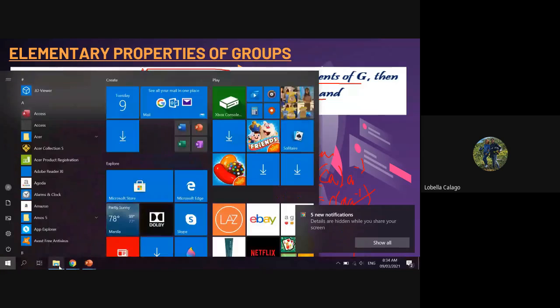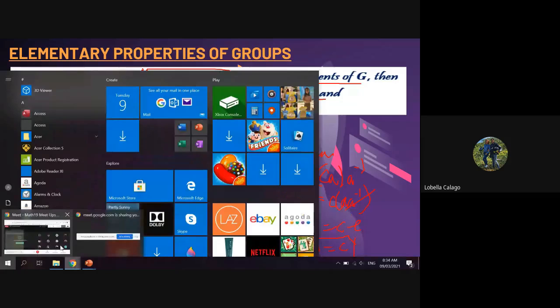Question po tayo. Tingnan ko muna ng estudyante ko, gising pa ba yan? Question.